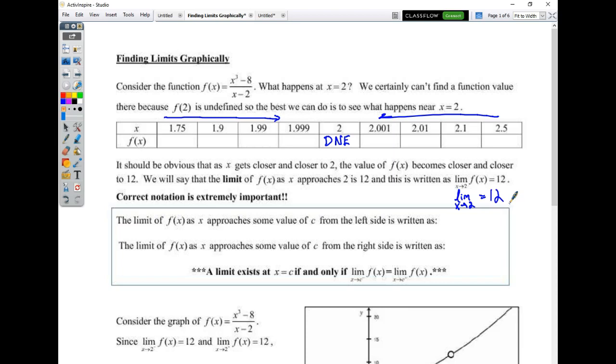I am going to be incredibly stringent about that. Some of the beauty of mathematics is that our notation is very clean and concise. There is no ambiguity. It's supposed to be very obvious. So we've got to be careful.